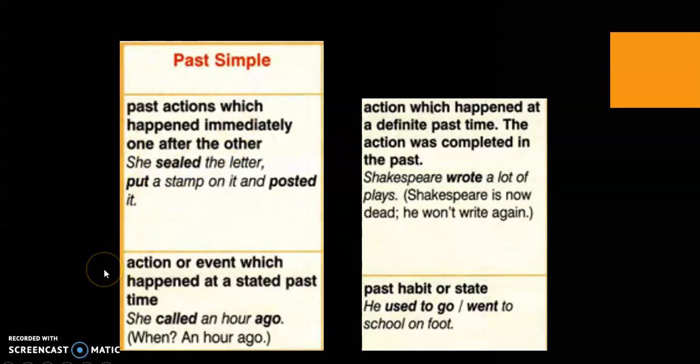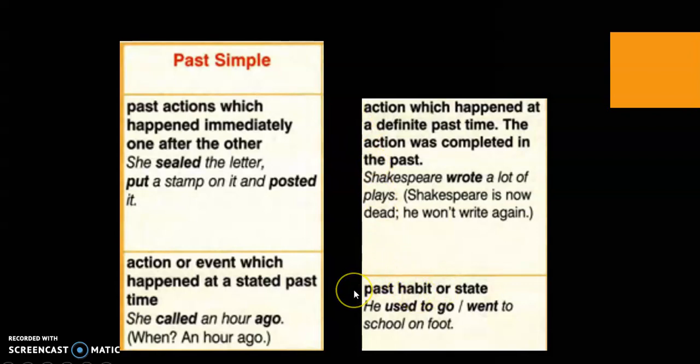The other use is for actions or events which happened at a stated time in the past. She called an hour ago. When did she call? An hour ago. The next use is for actions which happened at a definite time in the past. The action was completed in the past. If we say, Shakespeare wrote a lot of plays, Shakespeare is now dead, so he won't write any more plays.